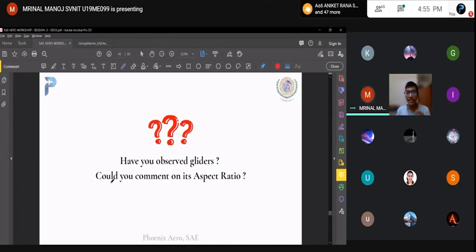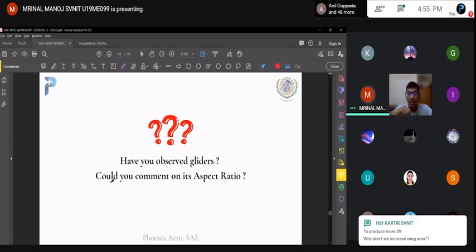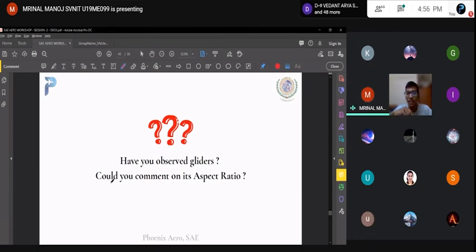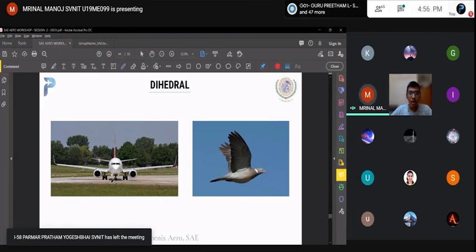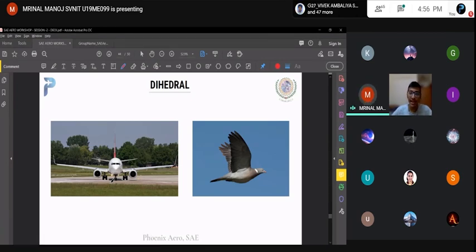Now there are three main stability factors. An aircraft should be highly stable to safely land and operate. So there are three main stabilities related to an aircraft: longitudinal stability, roll stability, and directional stability. Over here we'll be seeing one of the most important stabilities, that is roll stability. One of the key contributing factors to roll stability is something called a dihedral.